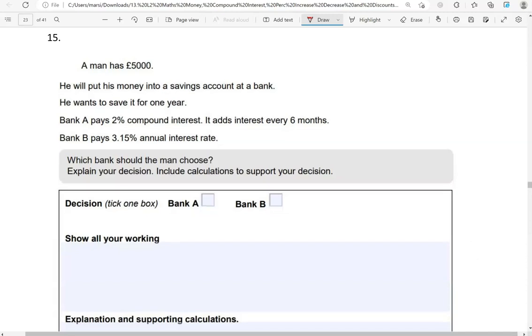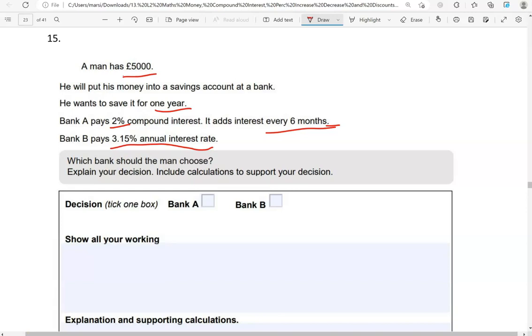A man has £5,000. He will put his money into a savings account at a bank. He wants to save it for 1 year. Bank A pays 2% compound interest. It adds interest every 6 months. Bank B pays 3.15% annual interest rate. Which bank should the man choose? Explain your decision, include calculations to support your decision.